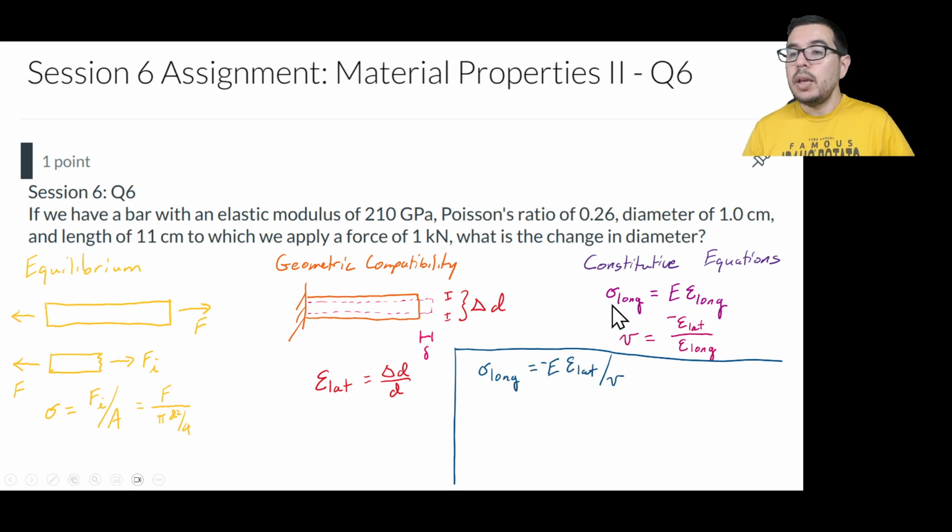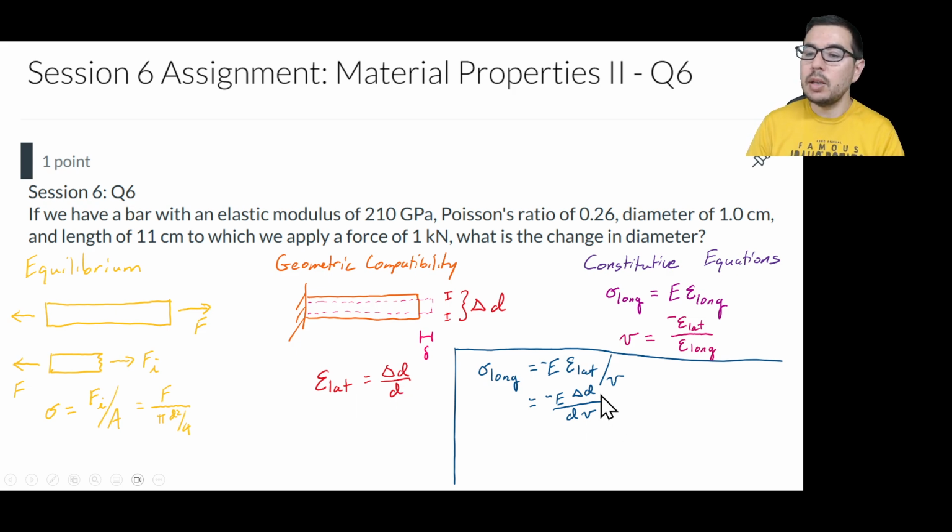After we've got these sets of equations, we can start to manipulate and combine things algebraically. We have sigma longitudinal equal to E times epsilon longitudinal, and we have a longitudinal strain down here, so we can rearrange things so that epsilon longitudinal is equal to negative epsilon latitudinal over nu. We can say that this latitudinal strain is delta d over d, so we can substitute that expression in. So we have delta d over d, still with nu in the denominator, and a minus E times delta D over nu.